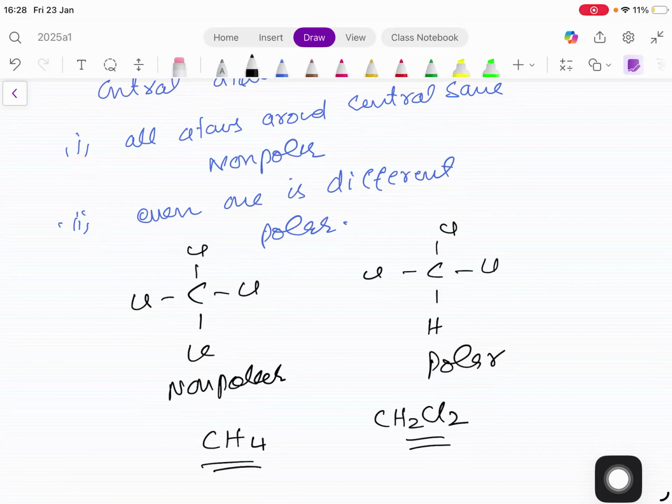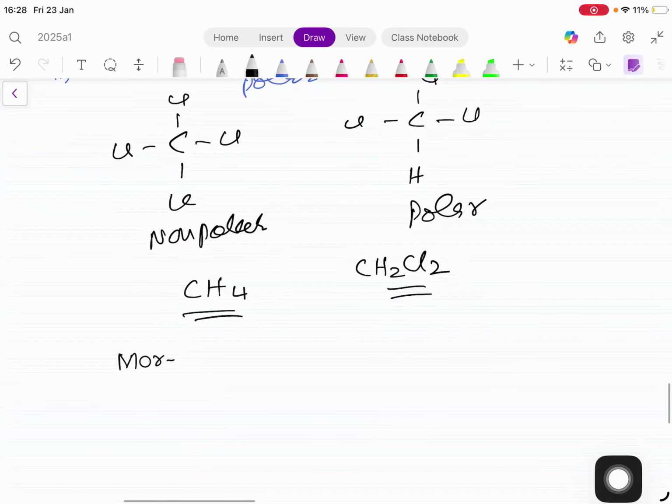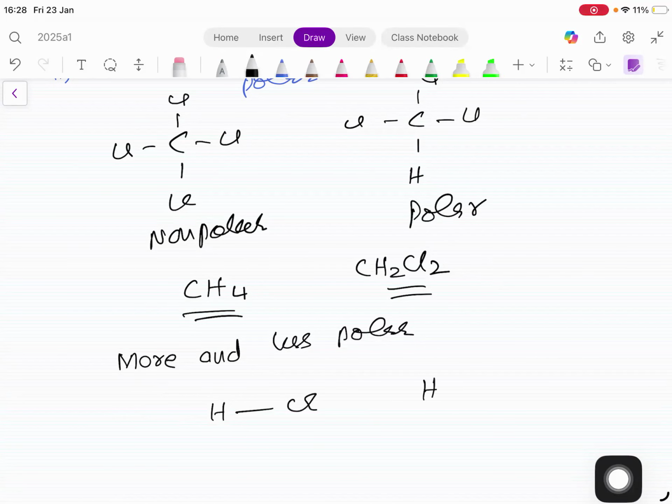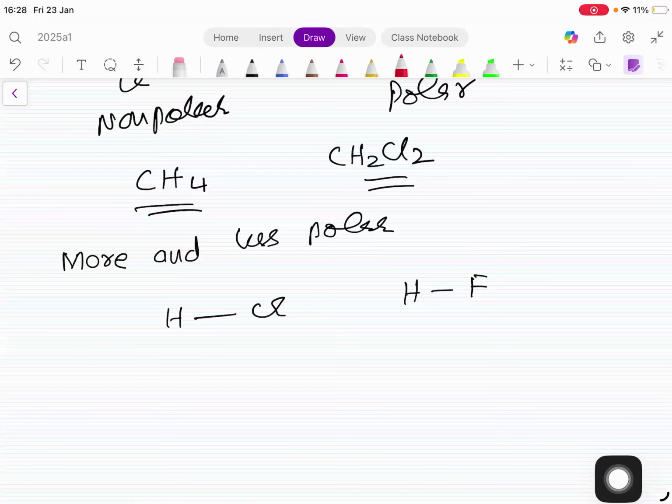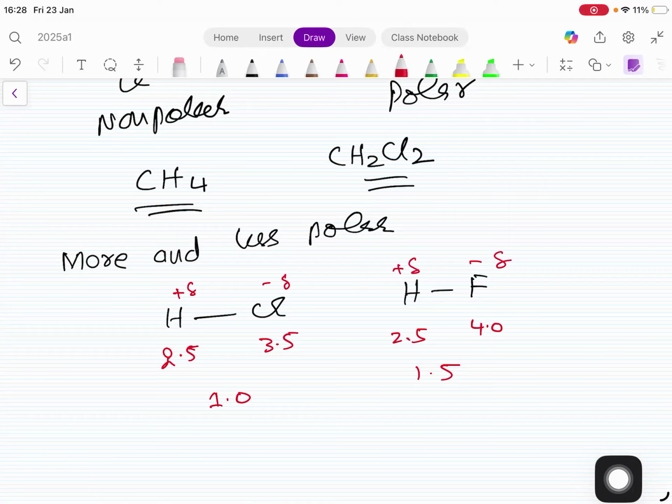And one last thing, more polar and less polar. If you have two polar molecules, like HCl and HF, and you have to determine which of these two is more polar, obviously you have to look at the electronegativity difference. Over here, the difference is 1. Over here, the electronegativities are 2.5 and 4. What is the difference? Which is more polar? So it means HF is more polar.